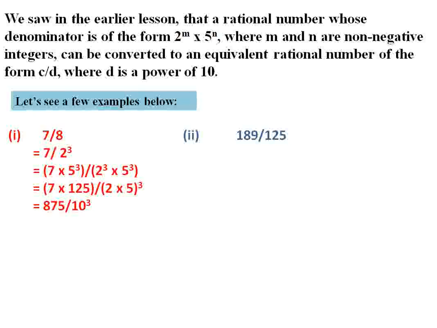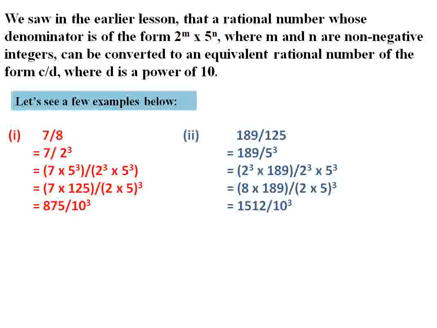Consider 189 divided by 125. 125 is 5 cubed. So we can write 189 by 125 as 189 divided by 5 cubed. Multiplying the numerator and denominator by 2 cubed, we get 2 cubed into 189 divided by 2 cubed into 5 cubed, which is 8 into 189 divided by 2 into 5 the whole cubed. 8 into 189 gives 1512. So we get 1512 divided by 10 cubed.